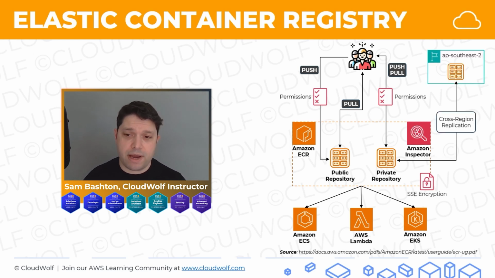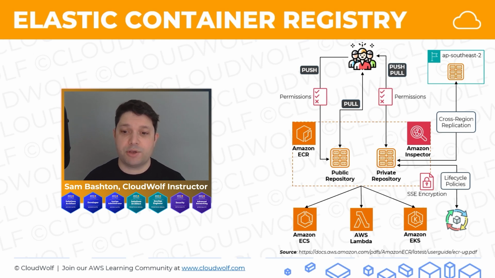Something else to be aware of, cross-region replication. So that's useful if you were building a multi-region architecture. You might need images in, say, AP Southeast 2, which is Sydney, and AP Southeast 4, which is Melbourne. You can use the cross-region replication to ensure that you only need to build it once and it ends up in both locations. Lifecycle policy is another very useful thing.